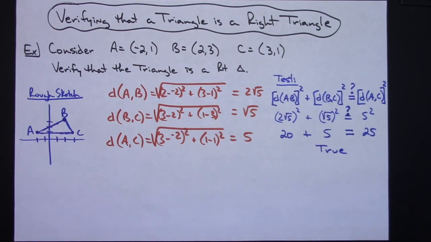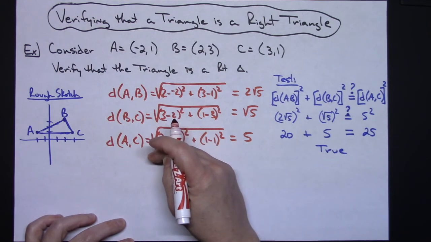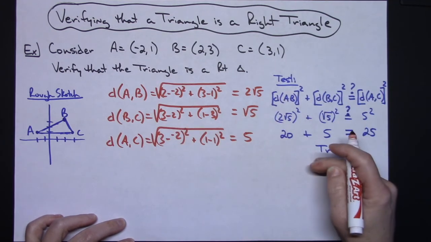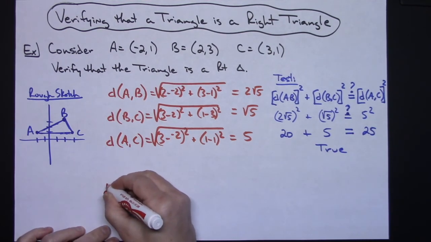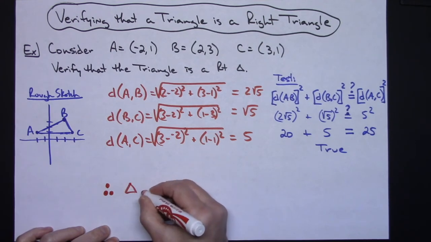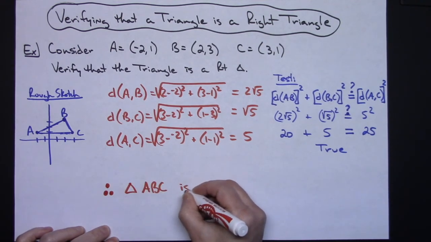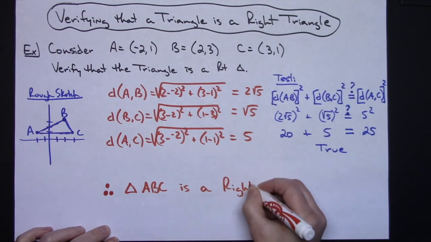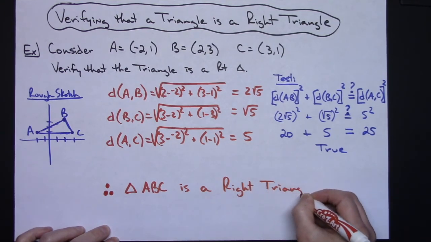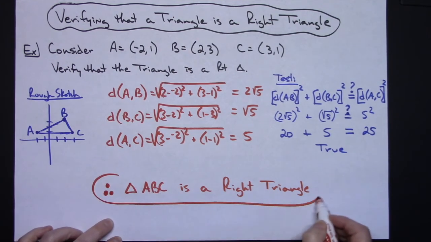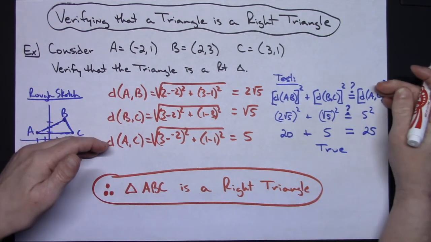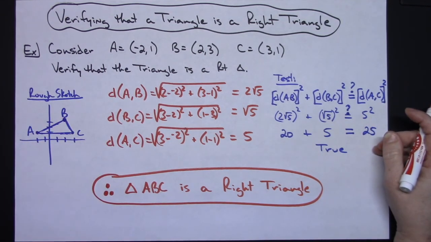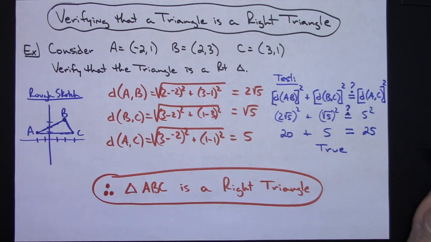When you get all done with that, you've showed your work, you've showed how you've calculated the distance, and then you've verified with the Pythagorean theorem, so you could draw a nice little conclusion: therefore, triangle ABC is a right triangle. That makes it look a little bit more along the lines of a proof. You've got a rough sketch, your calculations for the distance, and then the Pythagorean theorem to verify it. So that's just one example of verifying that a triangle is a right triangle when you are given the three vertexes of that triangle.